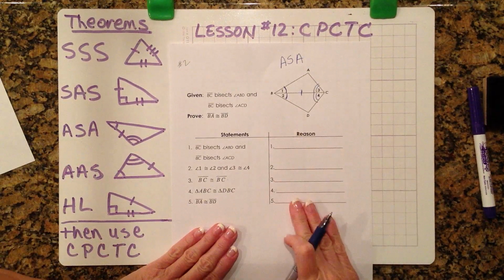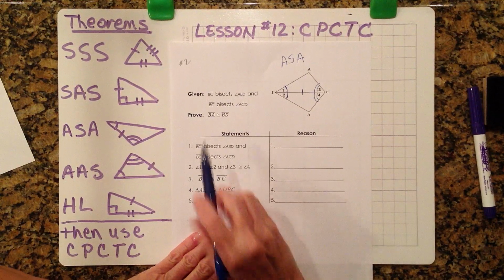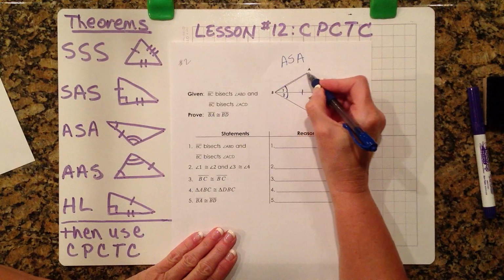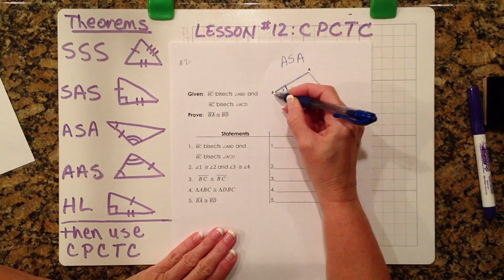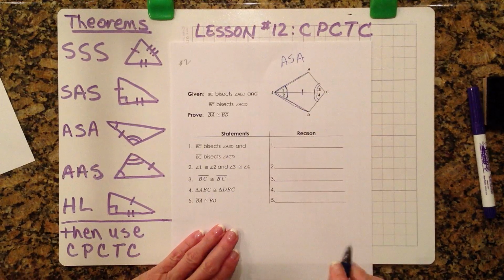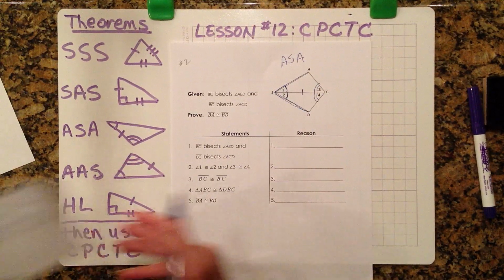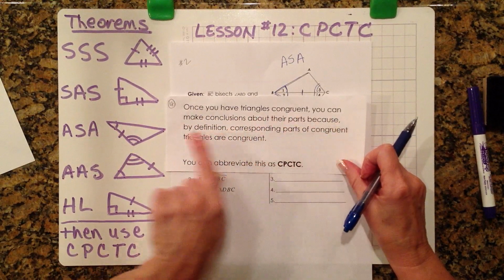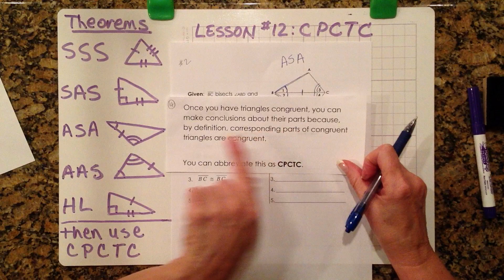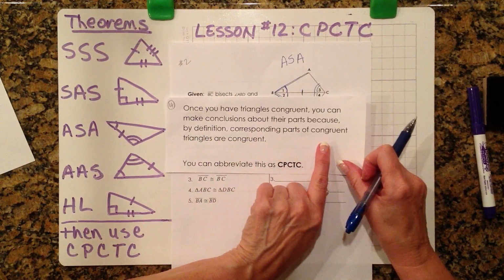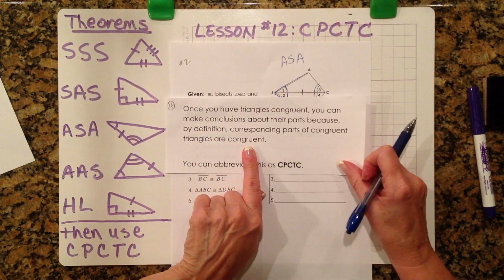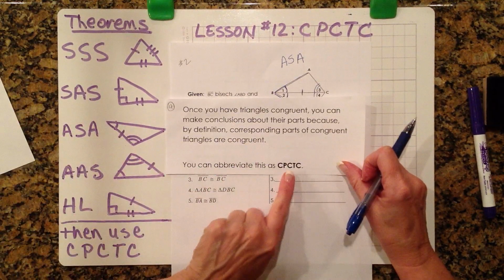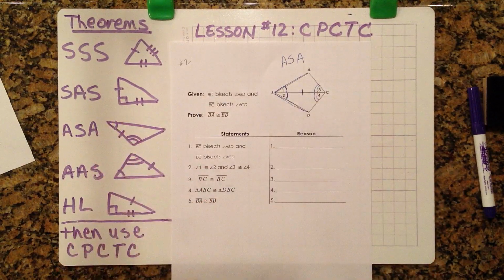Okay, now let's go down here and look at our proof. The proof line says I'm going to prove that line segment BA, which is over here, is congruent to BD, way over here. Okay, we'll get to that in just a minute. But what I have to do is once you have the triangles congruent, you can make conclusions about their parts because by definition, corresponding parts of congruent triangles are congruent. So let me prove that they're congruent right now with ASA. Then I'm going to use this to finish out.